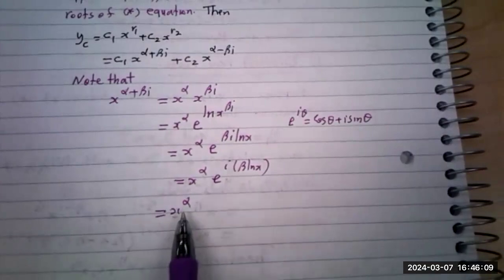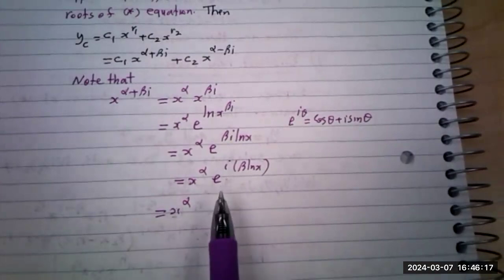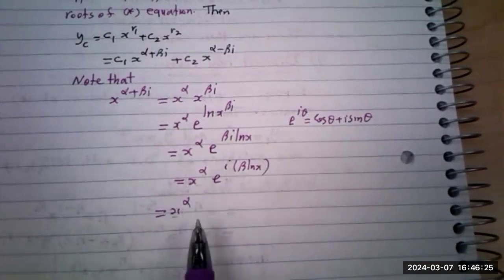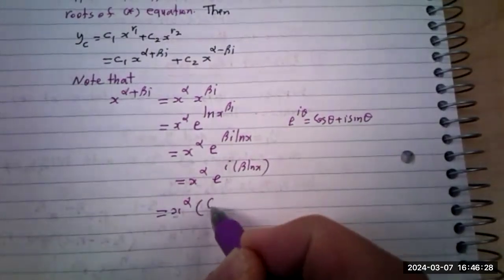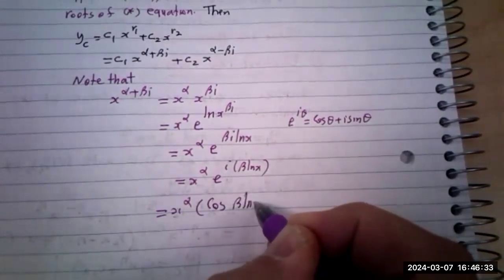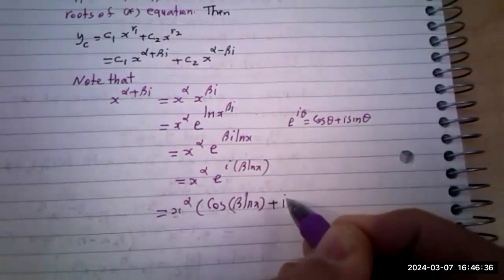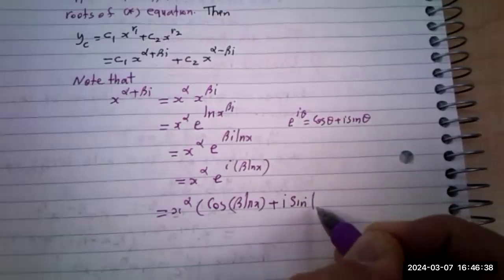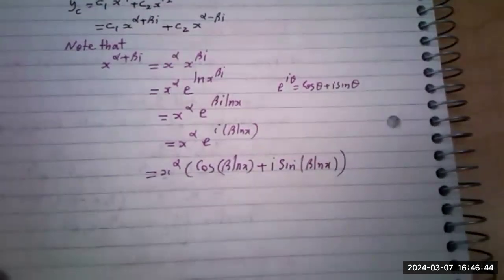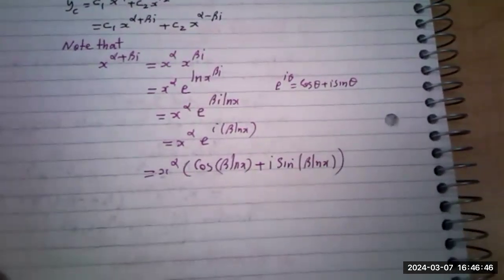Now we do the same thing here. So what's going to be the result? x to the alpha times what? Here theta equals beta ln of x. So it's going to be x to the alpha times cosine of beta ln x plus i times sine of beta ln x. See, that would be the situation that we are going to have.